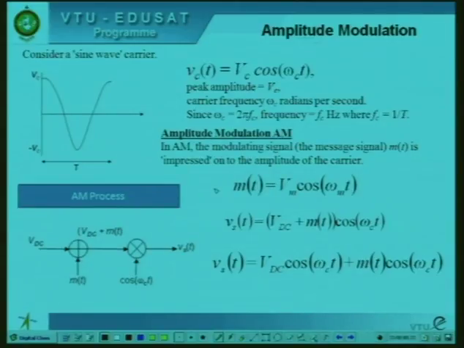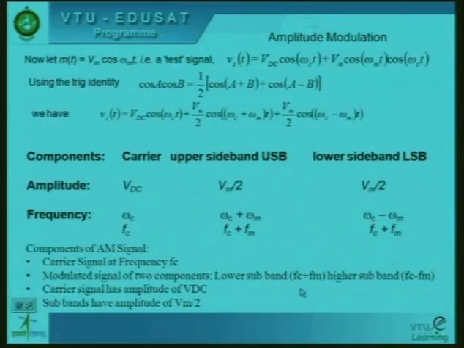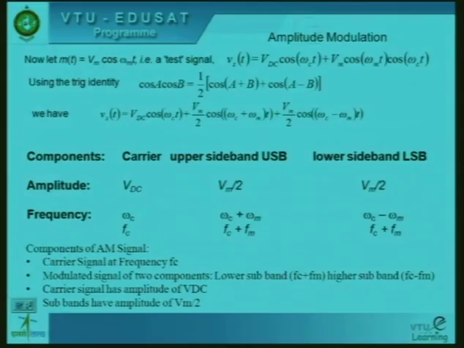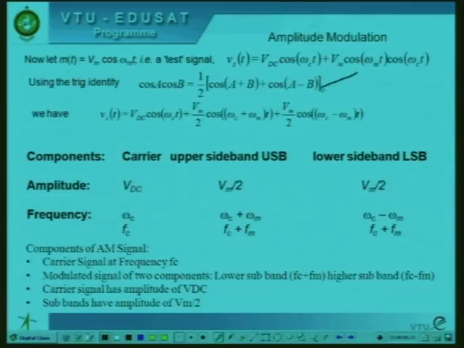Let us now go to the next important aspect. Let us further understand what are the basic components of amplitude modulation. We know that the mathematical expression for Vs of t, that is amplitude modulation, is VDC cos of omega Ct plus Vm cos of omega mt into cos of omega Ct. Using the trigonometric formula for cos A into cos B, the second term is expanded to this equation.